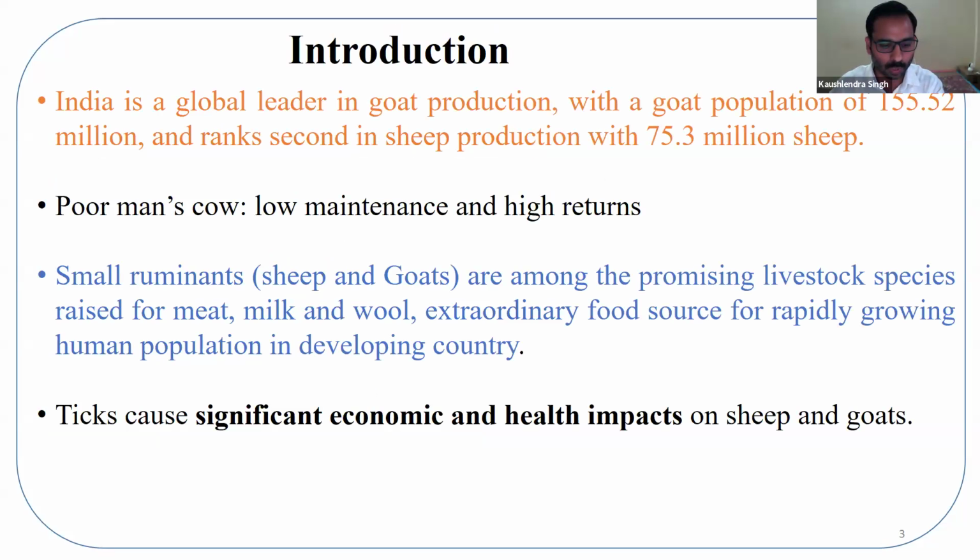As you know, India is a global leader in goat production and ranks second in sheep production, and goat is commonly known as a poor man's cow because of its low maintenance and high return. Sheep and goat are important livestock raised for meat, milk, and wool, and are a valuable food resource for the growing population in developing countries like India. Tick infestation is second to the mosquito in terms of impact on animal and human health, and ticks cause a significant economic and health impact on sheep and goat.